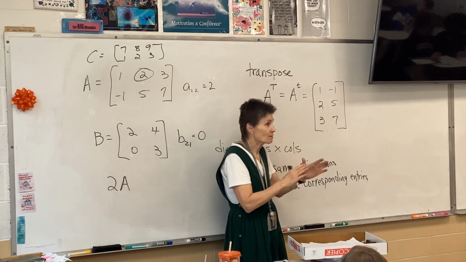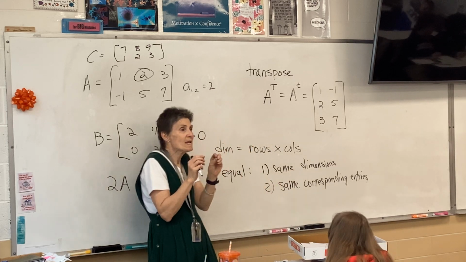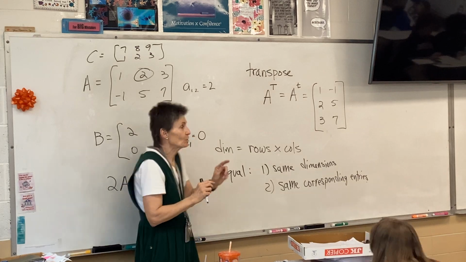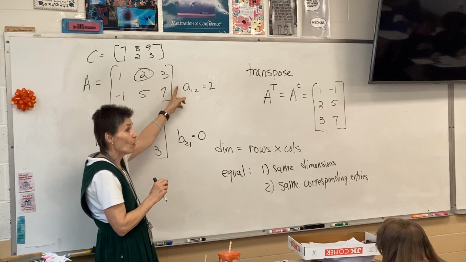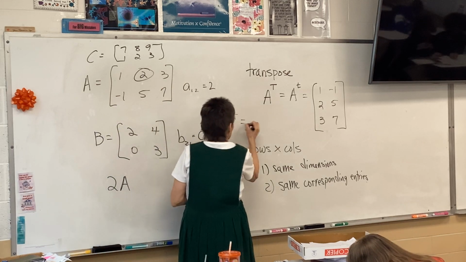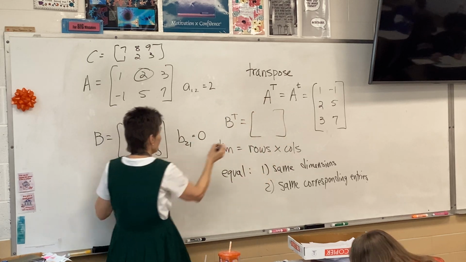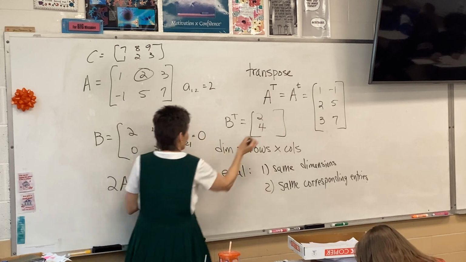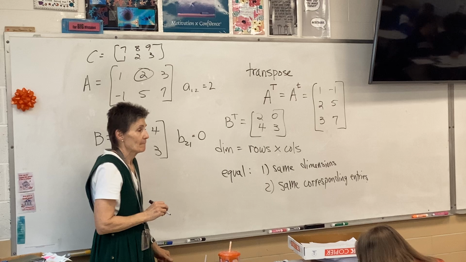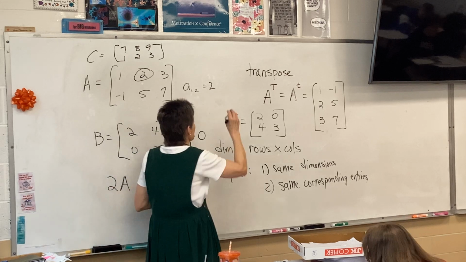So what is the transpose? It's just like music. When we transpose, we switch things around. So that's what we're doing here. Row becomes column. All right? So what would B transpose be? What would B transpose be? 2, 4, and 0, 3. Like that. Easy.